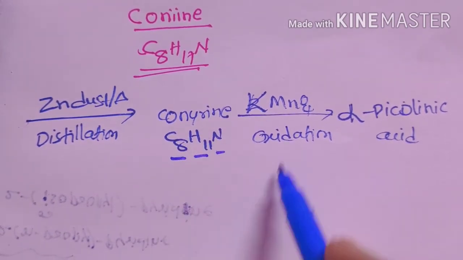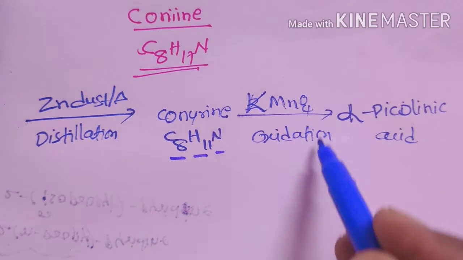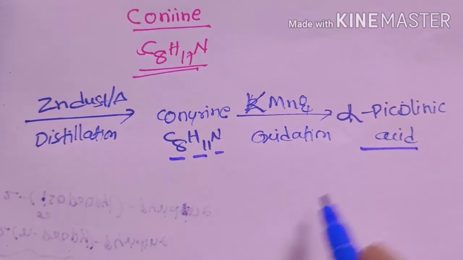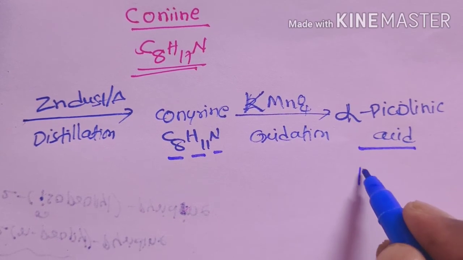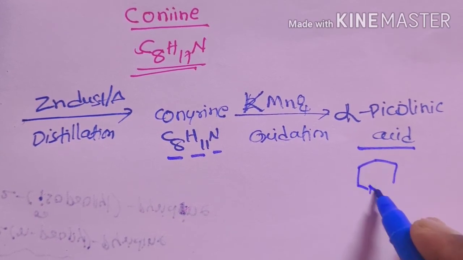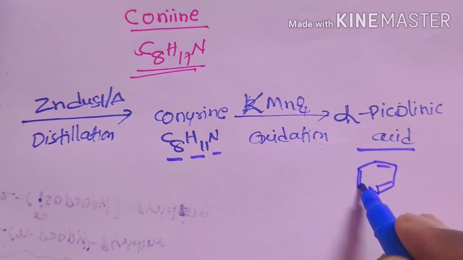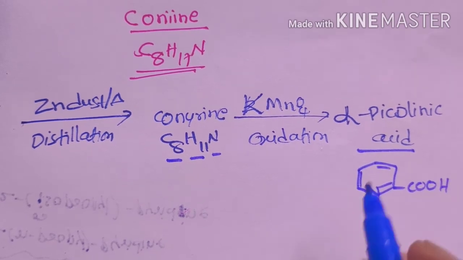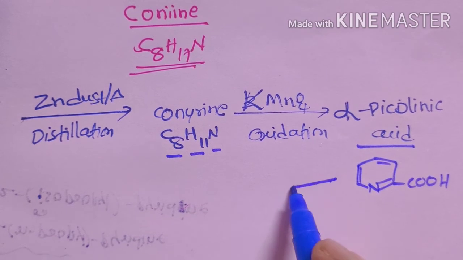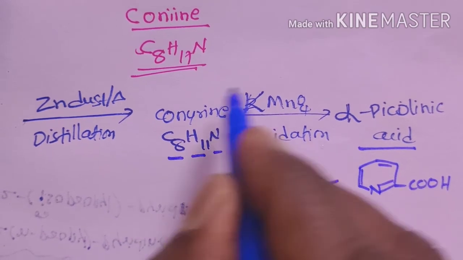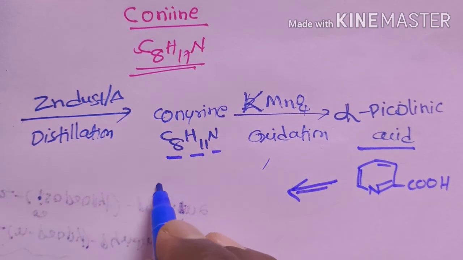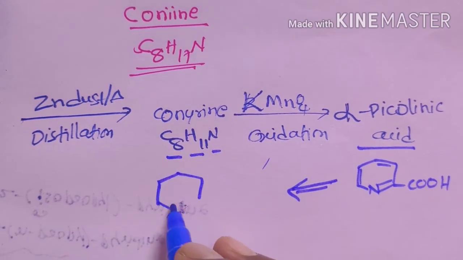And when this conyrine is subjected to oxidation with KMnO4, it gives us a compound known as alpha picolinic acid. Alpha picolinic acid is nothing but pyridine 2 carboxylic acid. So, as we are getting alpha picolinic acid from the conyrine, then conyrine must be a pyridine compound. So, here also you write the pyridine ring like this.